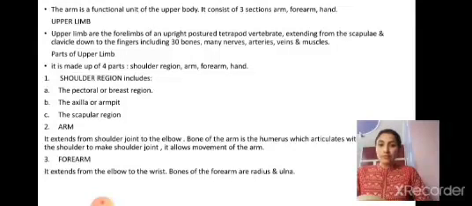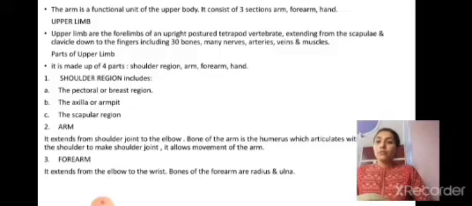So those movements are flexion, extension, abduction, adduction, external rotation and internal rotation. So shoulder joint is the only joint which permits all these movements freely.